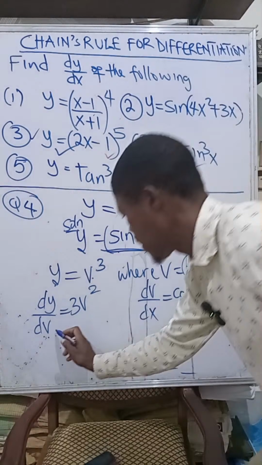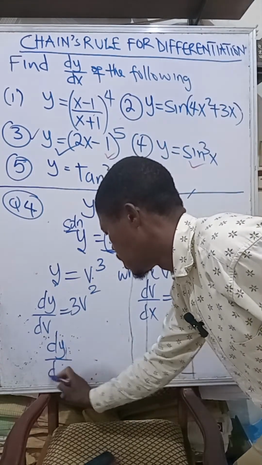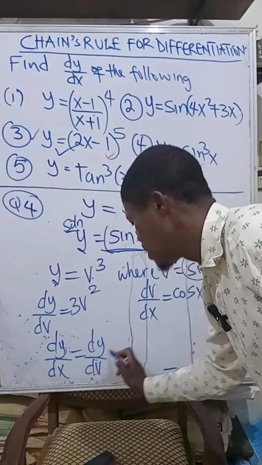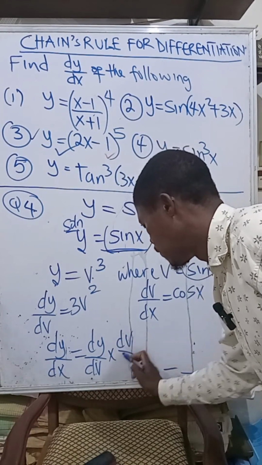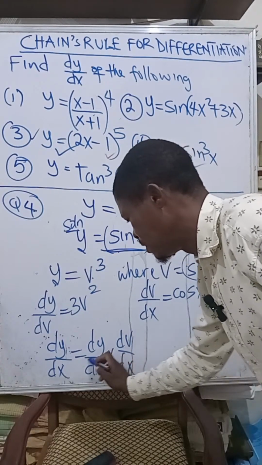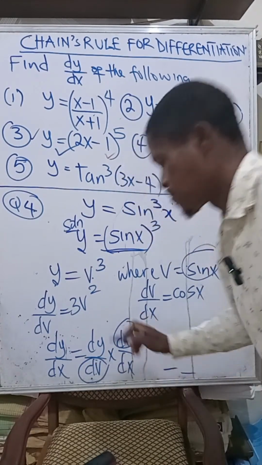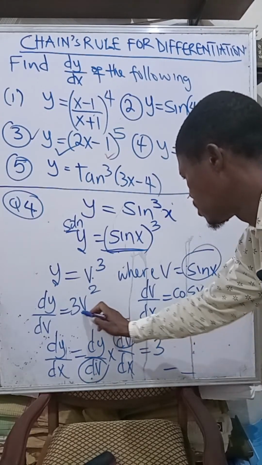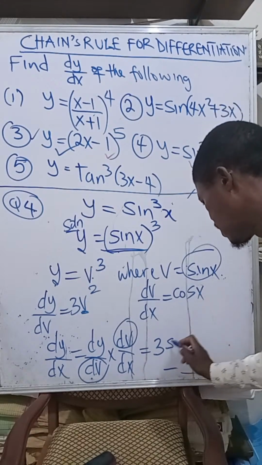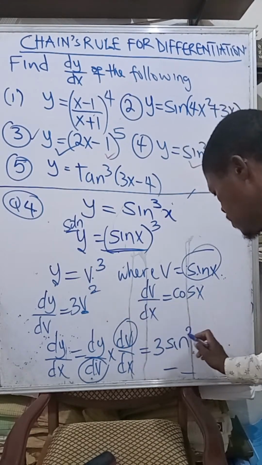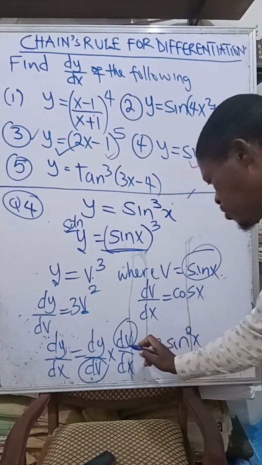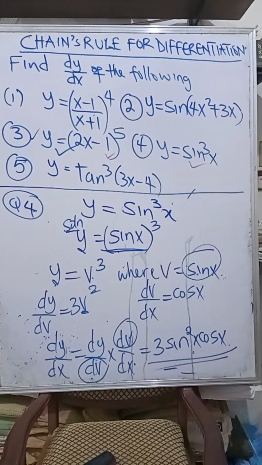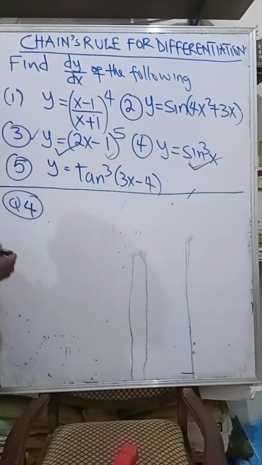Then the final conclusion: your dy/dx will be equal to dy/dv times dv/dx. And don't forget what I said, that whatever is here must be here. Make your substitution. That will be 3 times v squared, where v is sine x, so sine squared x, and then times dv/dx, that's cos x. And that finishes question 4 also.